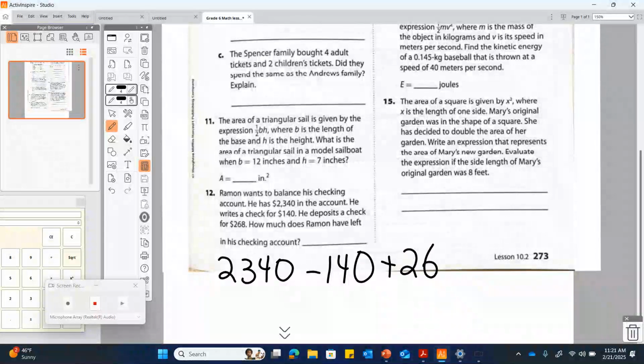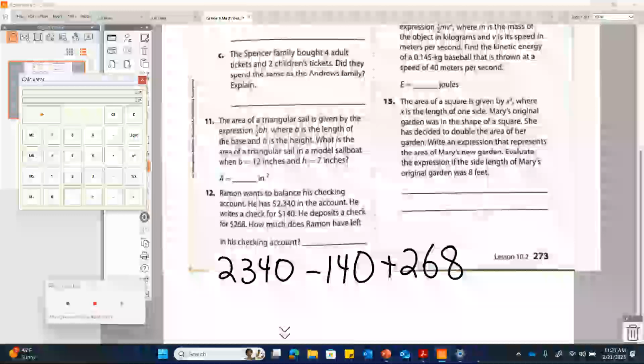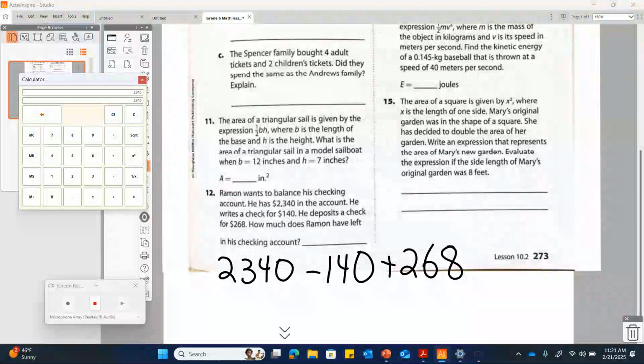So order of operations, we do addition or subtraction, left to right, whichever comes first, because there's nothing else. There's no multiplication, there's no division. So minus 140 gets me to that amount. Then I add 268, gets me to that amount. So the answer here is 2,468.